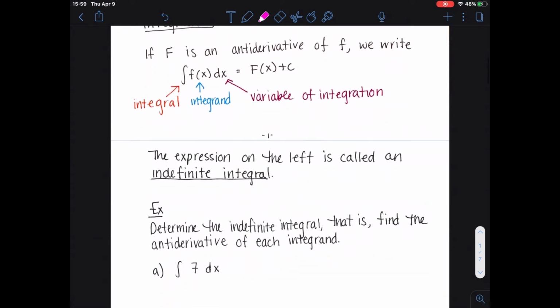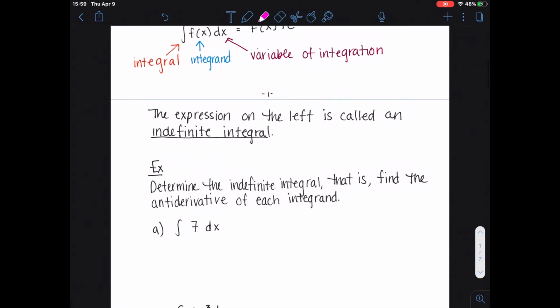So let's get some practice with antidifferentiation. We're going to determine the indefinite integral. That is, we want to find the antiderivative of each integrand, or the function inside. We're going to start by finding the antiderivative of 7 with respect to x. What we need is a function whose derivative is 7. If you think back to all the differentiation rules, if you had any type of line, 3x, the derivative is 3, 8x, the derivative is 8. So the integral of 7 dx is 7 times x plus c.